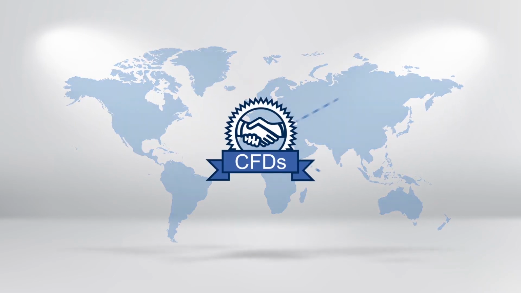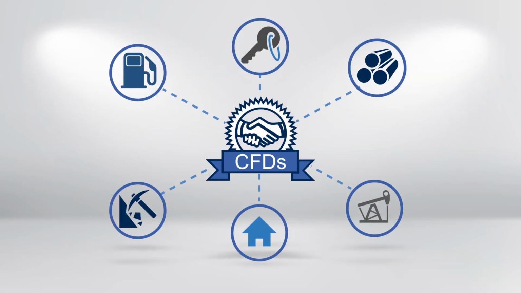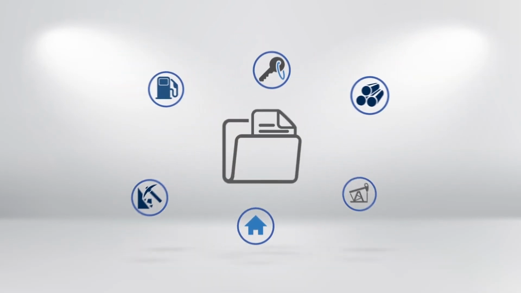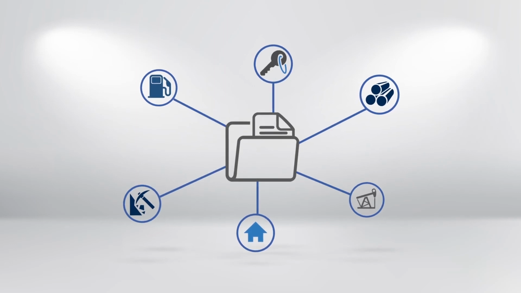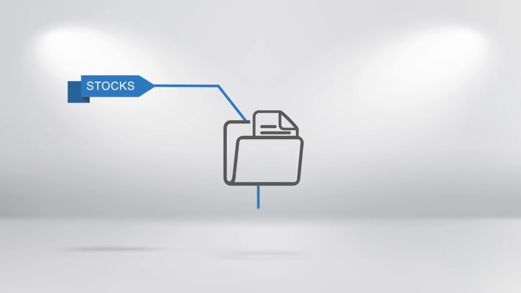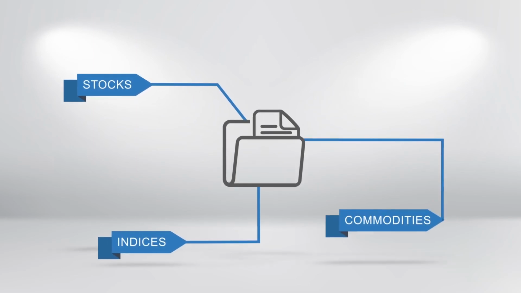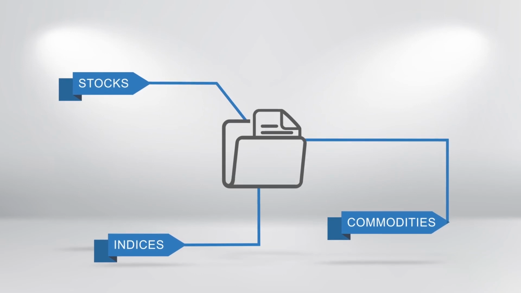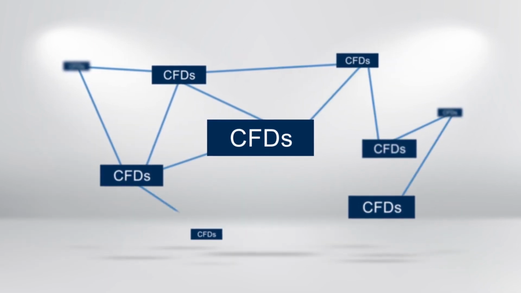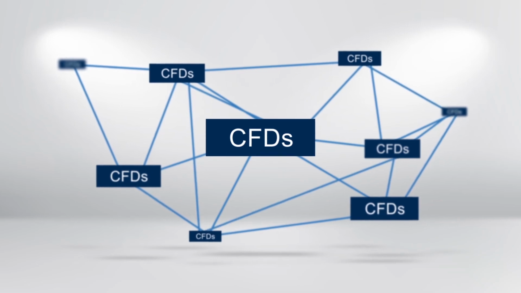CFDs can be traded on a variety of assets and instruments from one account. This means that you can set up a diversified portfolio covering many different markets and have access to much wider trading options. Stocks, indices, commodities, the list goes on. A CFD is an attractive alternative to other financial vehicles. CFDs therefore allow you to explore many alternative options.